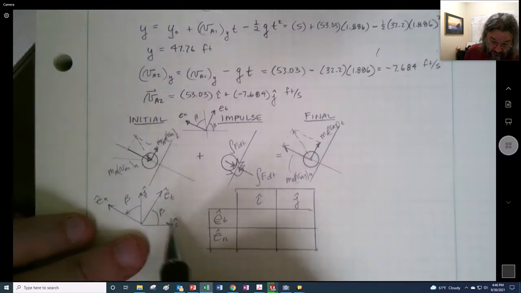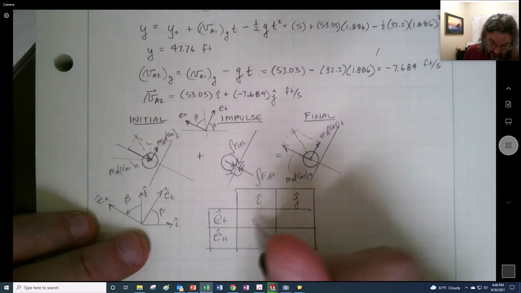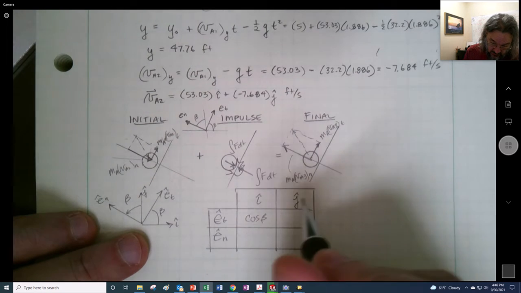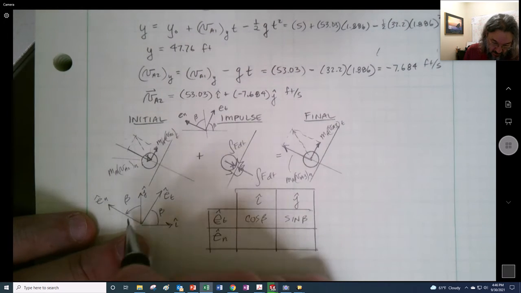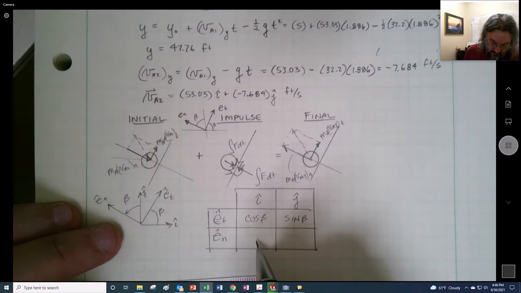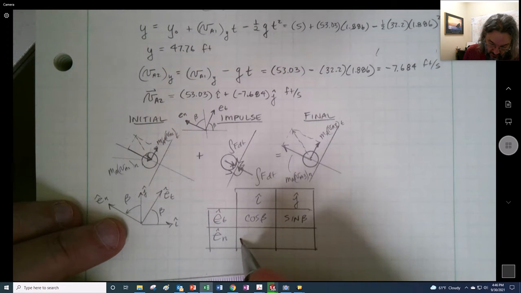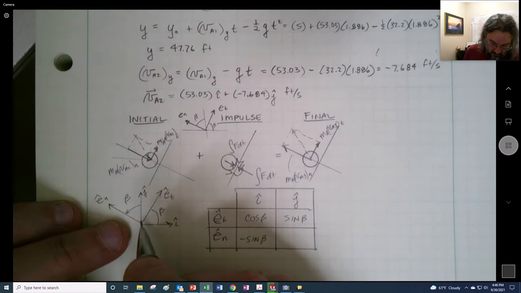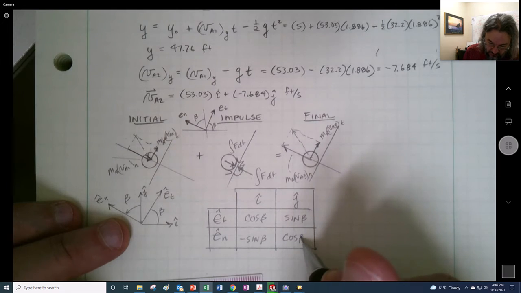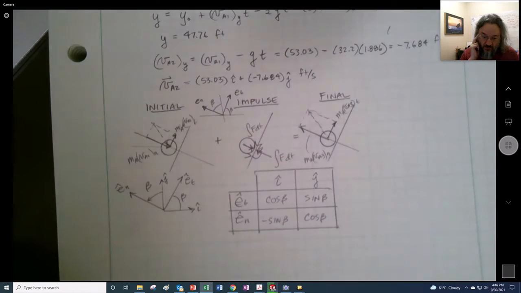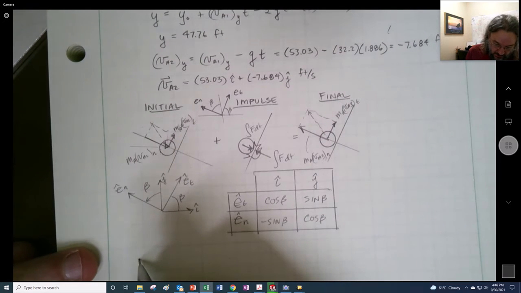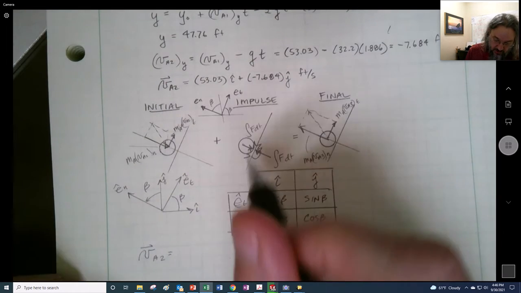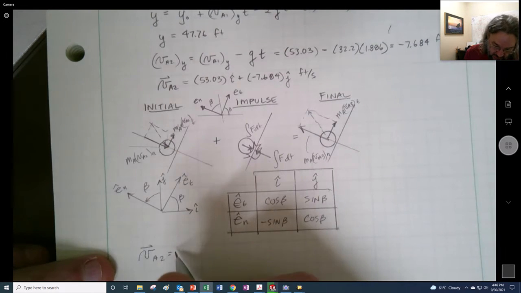All right, so let's see. T is going to be positive cosine of beta, and sine of beta. And this is going to be negative sine and positive cosine. And we know that beta is 60 degrees, right? Yeah. So let's get our VA2 and turn it into these coordinates.